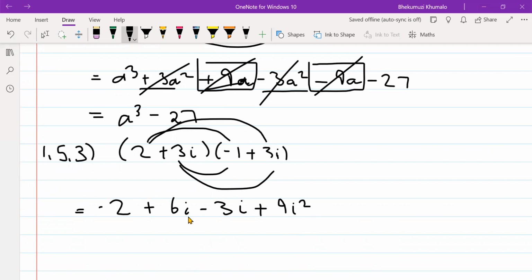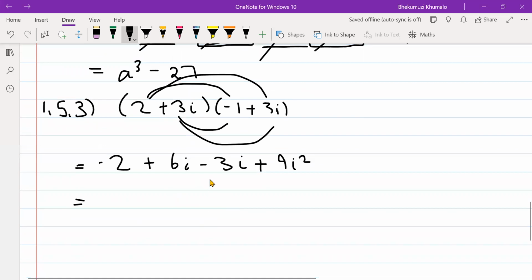Okay. Now, in this case, we can just simplify it further. So if we simplify it further, what do we know? We know that i is actually equal to the square root of negative 1, which is literally the same as us saying, right?